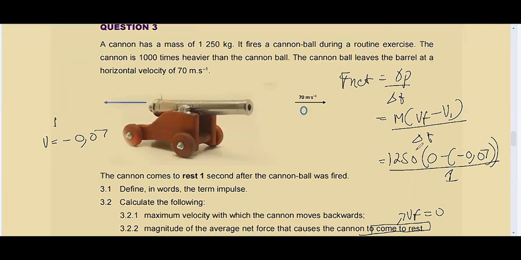Now, if we punch all this in our calculator, let's go. We have 1,250 times 0. We know that negative and negative is positive, so we can just say 0 plus 0.07, and then over 1. That will give us a value of 87.5 newtons, right? So that is the value that we get. That is the magnitude of the average net force that causes the cannon to come to rest. So that's how you were supposed to calculate that one. Now, let's proceed to other questions.